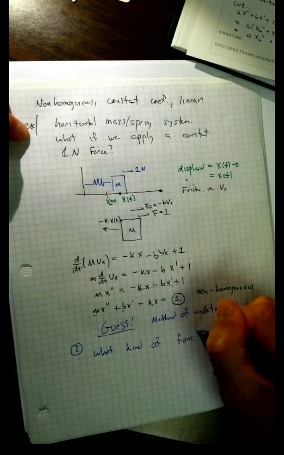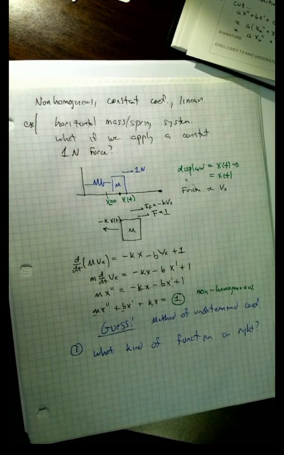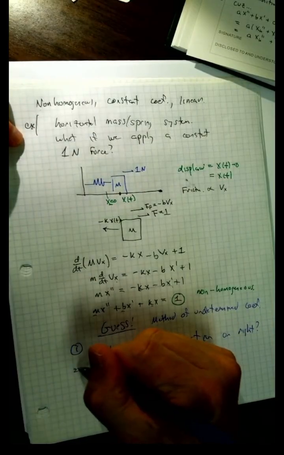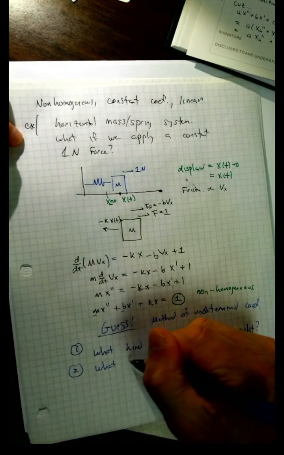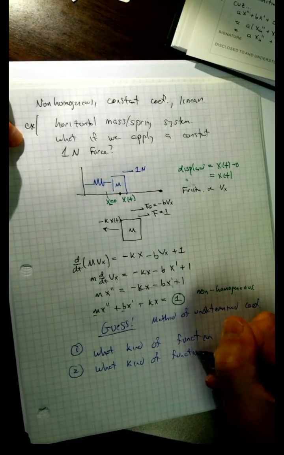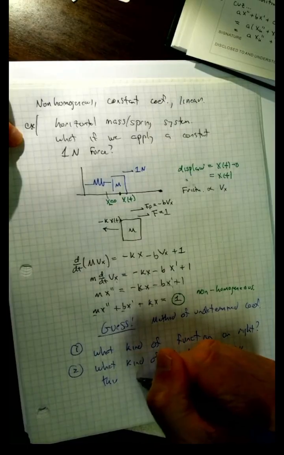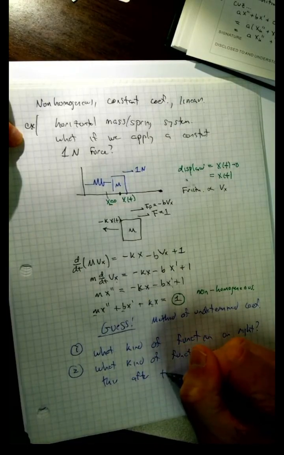So the first thing we asked is what kind of function do we have on the right, or what kind of forcing function? And then we have to ask what kind of function gives us this after we take derivatives.